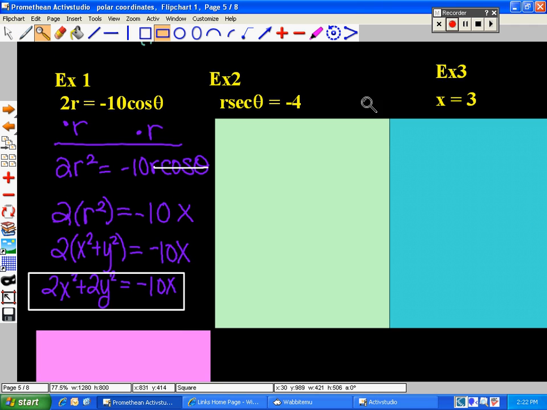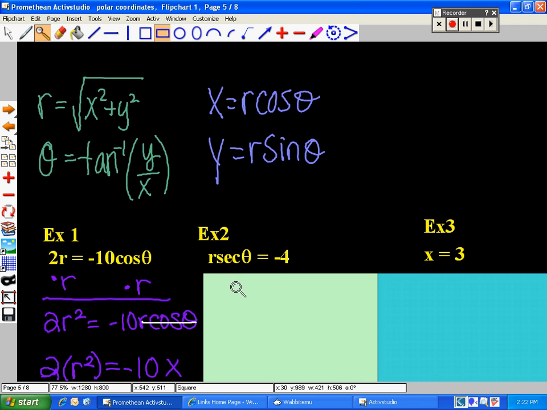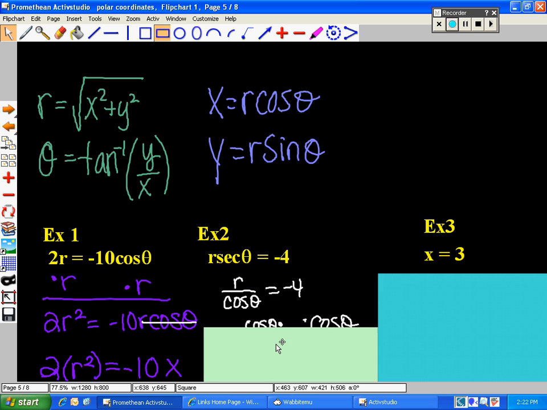Let's look at example 2. Now, example 2, secant. That's a problem because we don't have secant. We only have sine and cosine. So let me convert that. I know secant is 1 over cosine. So I'm going to convert secant times r to r over cosine. Now cosine's on the denominator.